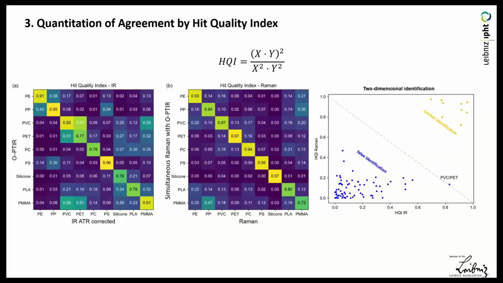The same with Raman, also the highest values along the diagonal. And also here, for example, polycarbonate with polyethylene gives then also a value slightly higher. And then Mustafa already inspired us that a two-dimensional identification approach is possible. So here are the correct identifications along the diagonals, and then all the other values are here close to 0 or between 0.2, with one exception.